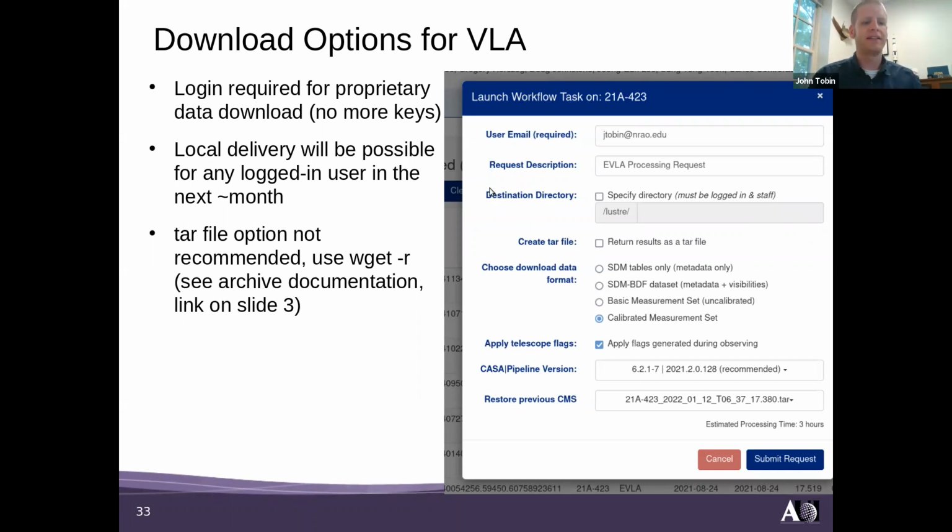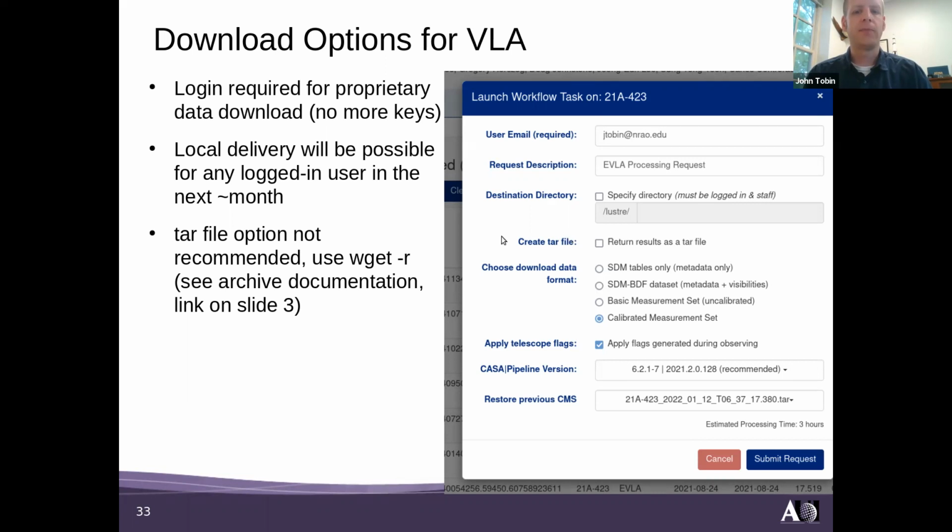If you just want the data to be directly copied to someplace on the Lustre file system in Socorro, you would specify that here. But currently this is restricted to staff. Within the next month or so, this is going to be opened up so that any logged in user can request a local delivery to a Lustre path. But the restrictions on that remain, where it needs to be a world writable destination directory.